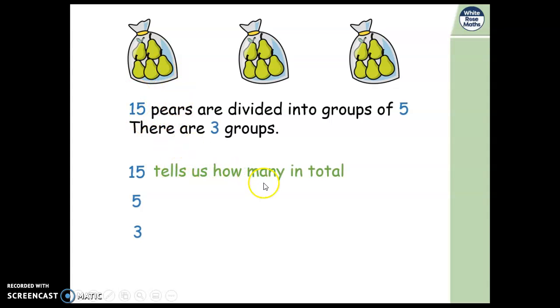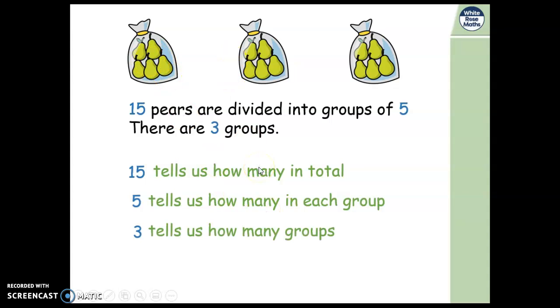The number 15 tells us how many there are in total, so how many pairs we've got. The 5 tells us how many are in each of the groups, and 3 tells us how many groups there are. 15 divided by 5 is 3 groups. So 15 into groups of 5 equals 3.